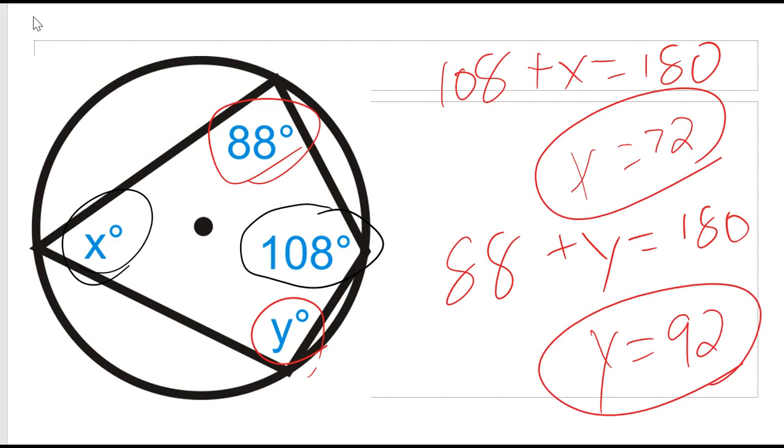Quick trick for you. At the end, all four numbers must add up to 360. So if I take 72 plus 92 plus 108 plus 88, I'll look at that. My calculator says 360. That's how we know that these are the right answers.